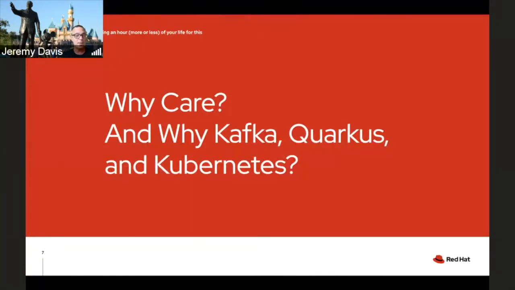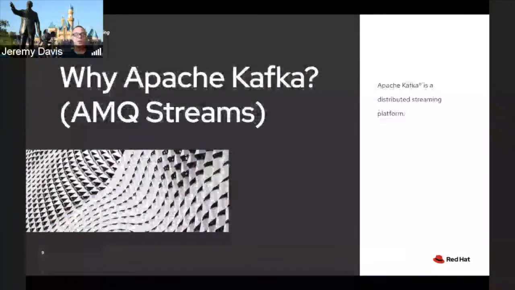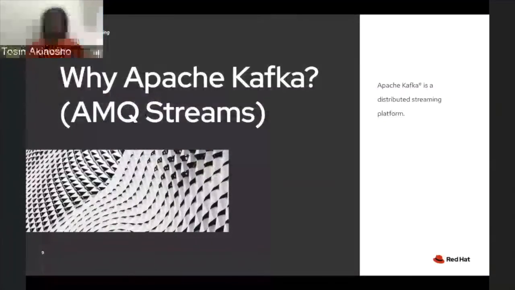And when you're talking about microservices and a lot of moving parts, Kubernetes makes things a lot easier, and OpenShift in particular makes this a lot easier in a number of different ways. So let's start off by looking at why we want to use Kafka, or AMQ Streams as we call it at Red Hat. And Tosin, I'll turn it over to you to talk about why we use Apache Kafka in this app. Yes, so why would we use Apache Kafka?